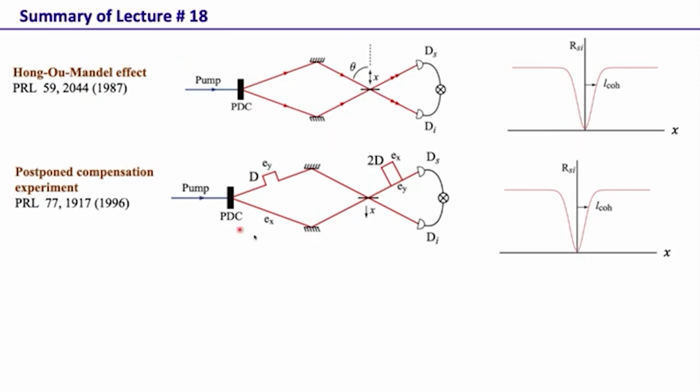So this effect is part of the bigger picture in which we understand two-photon interference, and the bunching interpretation that was particular to the Hong-Ou-Mandel effect is just one interpretation. It is not the generalized explanation.